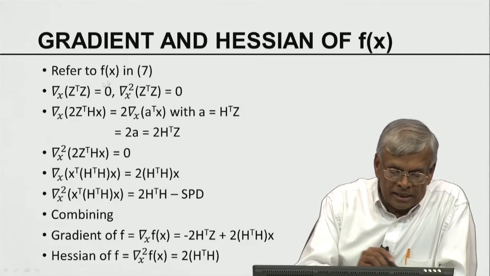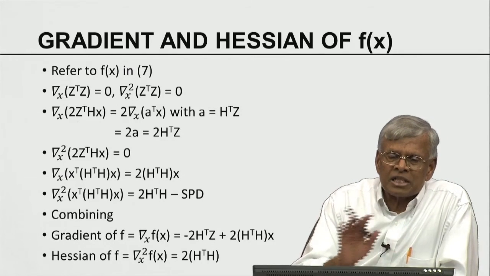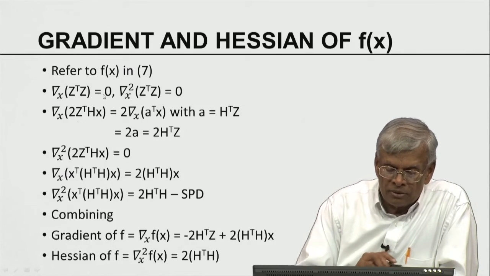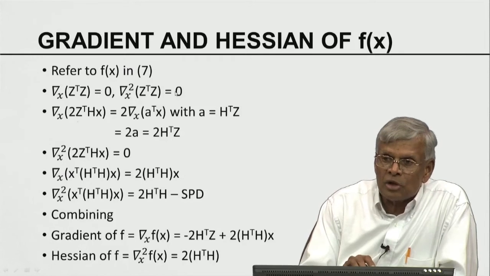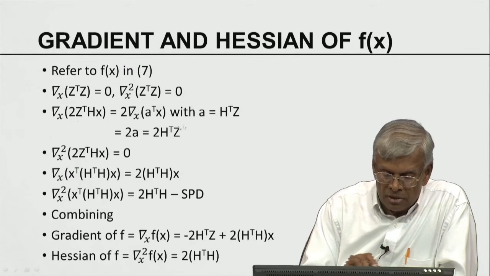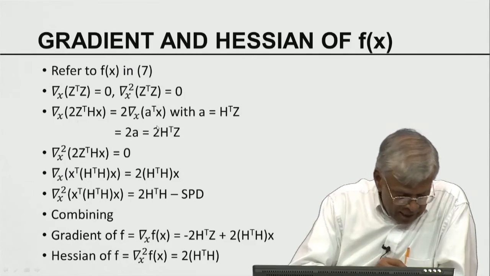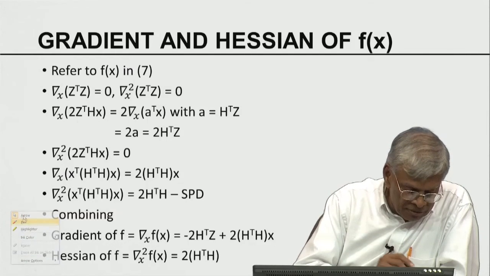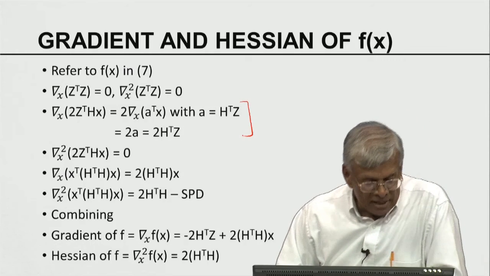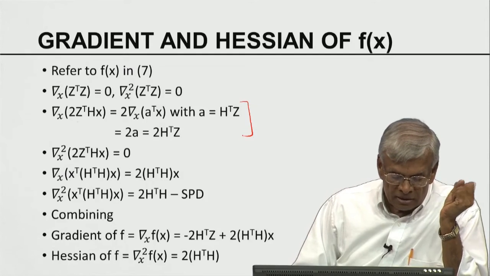So, compute the gradient. There are three terms. The gradient of the sum is the sum of the gradients. So the gradient of z transpose z with respect to x is 0. The second derivative, the Hessian, is also 0. The gradient of 2 times z transpose Hx is equal to 2 times H transpose z. This can be computed. I would like everyone to verify this using the formula that we have already derived in the class on multivariate calculus.